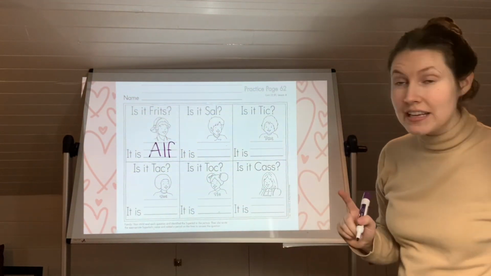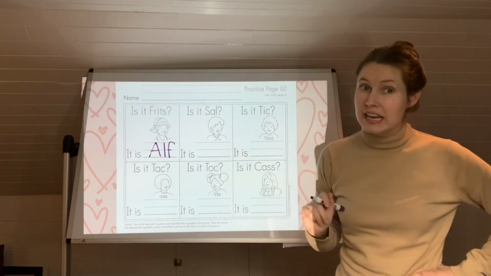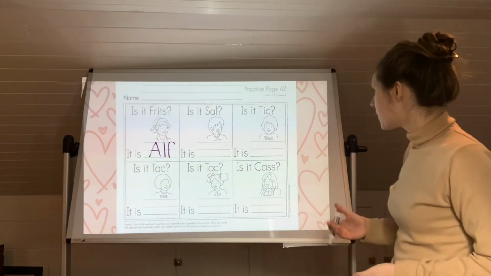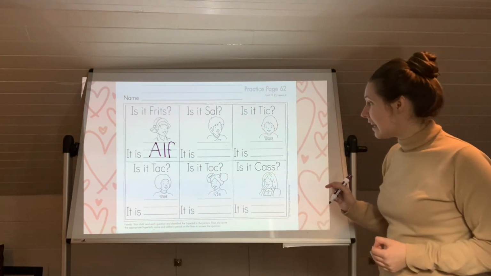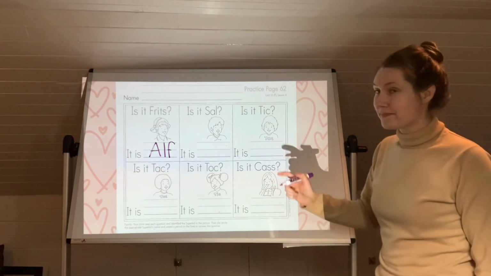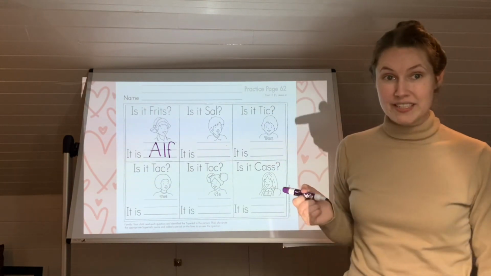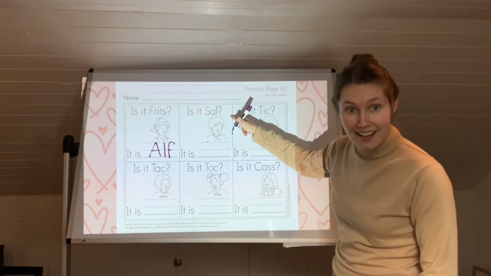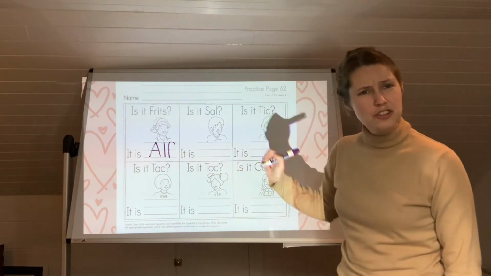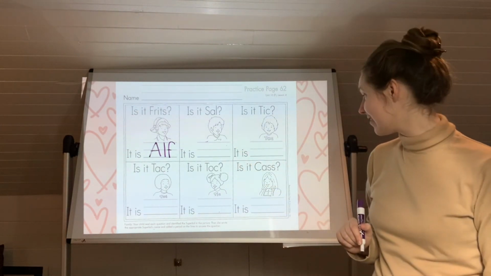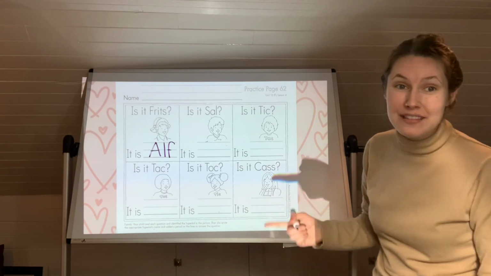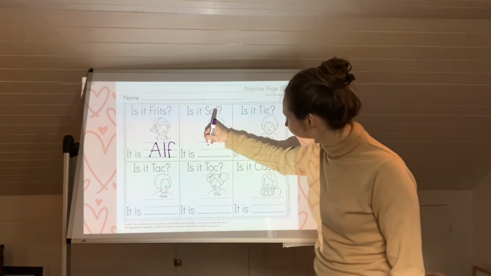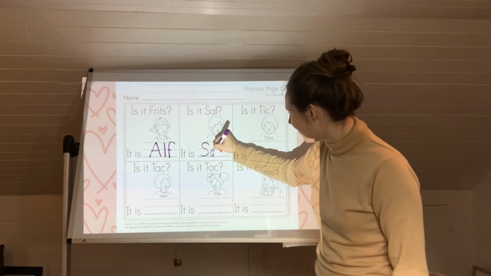Now, for all of these sentences, you need to look at the picture carefully and figure out, is that the super kid they're asking about? Let's look at one more together. This one says, is it Sal? Is it Sal? And do we see a picture of Sal here? Yeah, we do. So this one is correct. It is Sal. So we can write his name again. It is Sal.